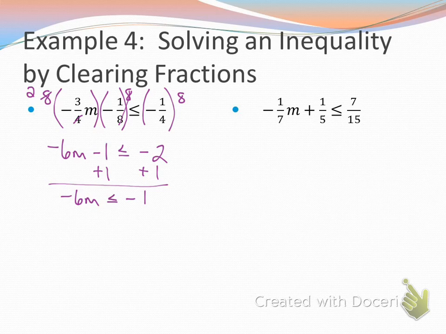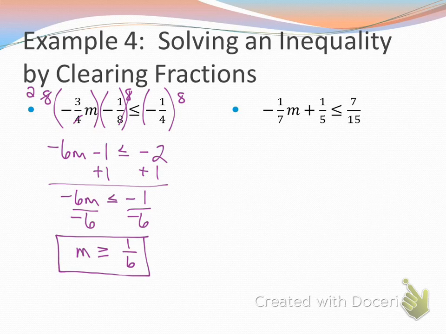And now how do I solve for m? Divide by -6. Very good. And what is my rule? When I multiply or divide by a negative to get my variable by itself, what happens to your inequality? I have to flip it. So now, instead of being less than or equal to, it is now greater than or equal to 1/6. And it's positive because I divided two negatives by each other. m is greater than or equal to 1/6.